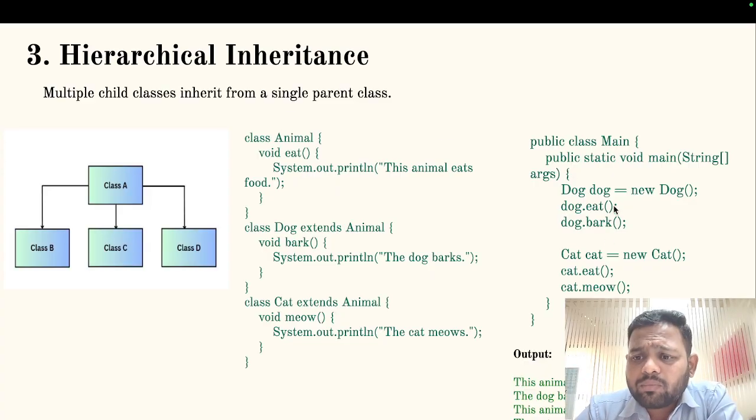See here, we are creating the object of Dog. Using the Dog we can call the eat property of this Animal, which is the parent class, plus dog.bark, meaning a method of itself. And for this Cat also we can call the property of the parent as well as its own properties. Okay, so this is hierarchical inheritance.